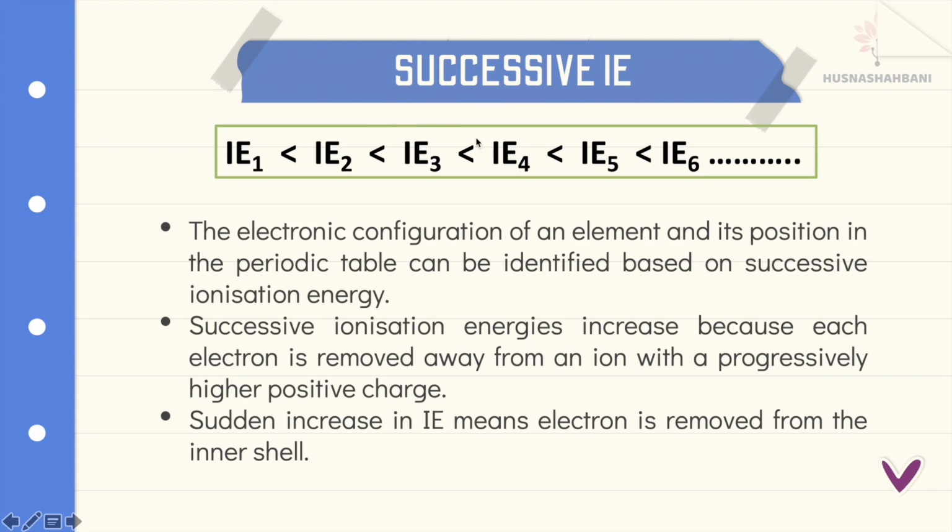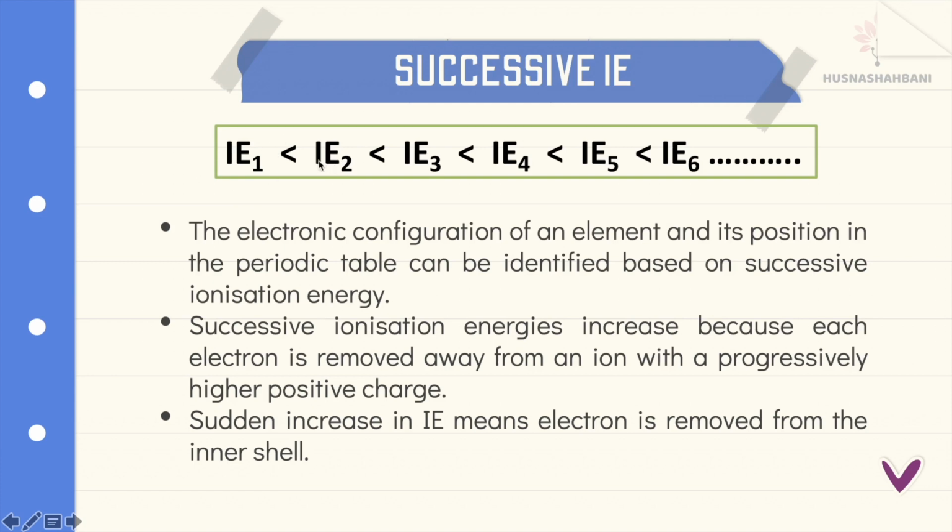Successive ionization energy: the first ionization energy is less than the second ionization energy, less than the third, less than the fourth, less than the fifth, less than the sixth, and so on. The electronic configuration of an element and its position in the periodic table can be identified based on successive ionization energy. So you can know the position of an atom or element in the periodic table from its successive ionization energy data. Successive ionization energies increase because each electron is removed away from an ion with a progressively higher positive charge.